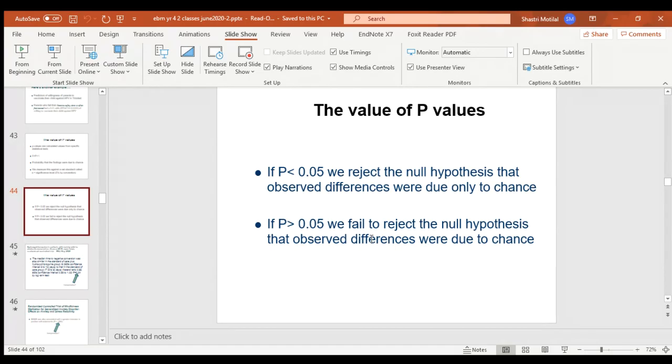Without being too redundant, this is the black and white interpretation of a p-value. This is what we're to get. If it's less than 0.05, significant. If it's more than 0.05, not significant. That is the take-home message from the slide.